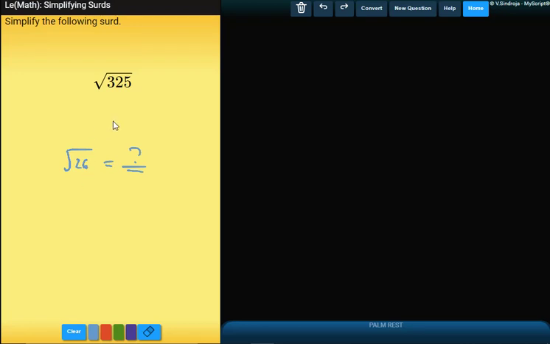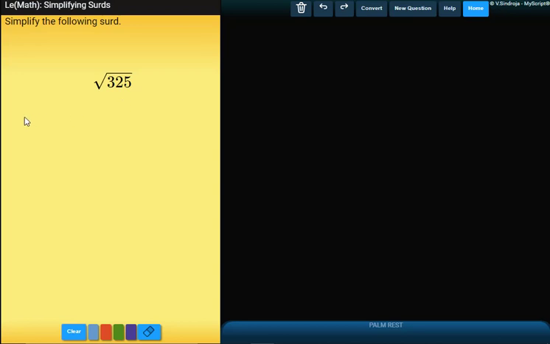26 doesn't. 14 doesn't. 7 doesn't, but something like 16 does. 81 square roots to a nice whole number. So we're going to use square numbers to answer this, and it's dead easy. We're going to use that fundamental law of surds, and we're going to look at how to simplify this surd now.